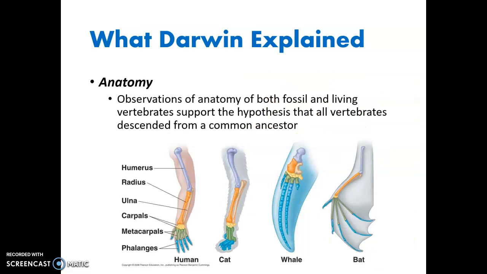Okay, the other thing is anatomy. Darwin observed that the anatomy of both fossil and living vertebrates would support the hypothesis that all vertebrates descended from a common ancestor. We have the human, the cat, the whale, and the bat. If you look at all of the different species, they're all slightly shaped in a different way, but the same structures exist in all of them, which lets us know that all vertebrates have developed from a common ancestor.